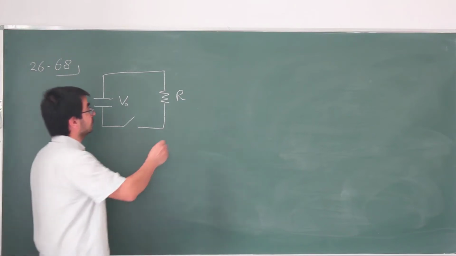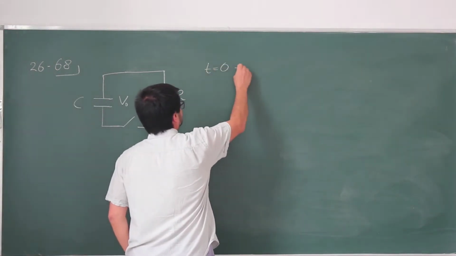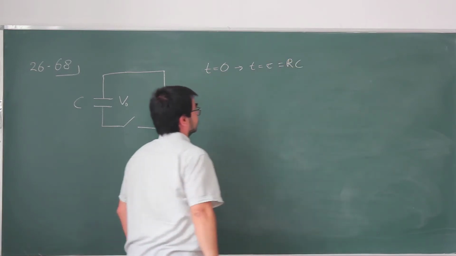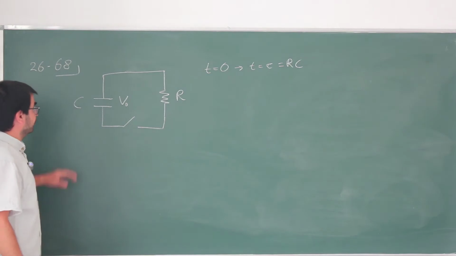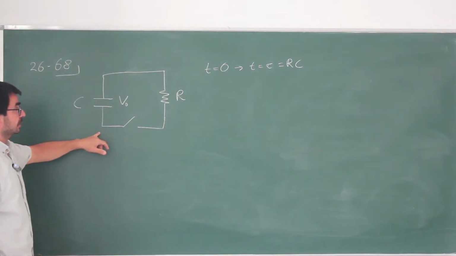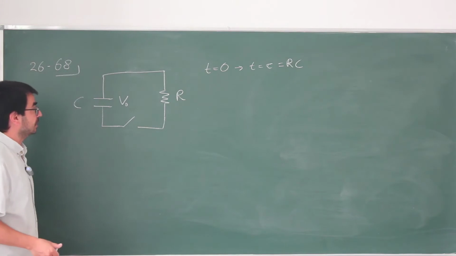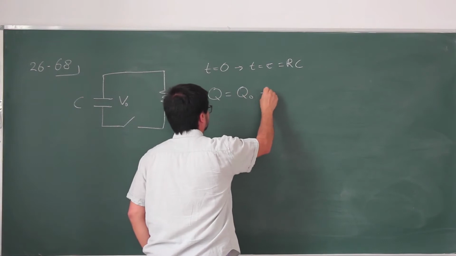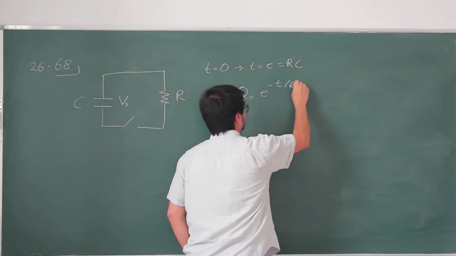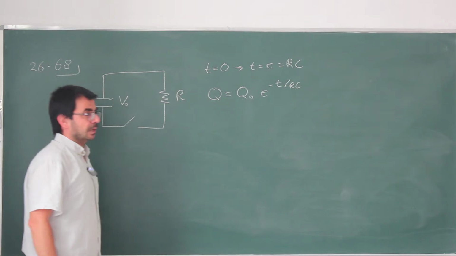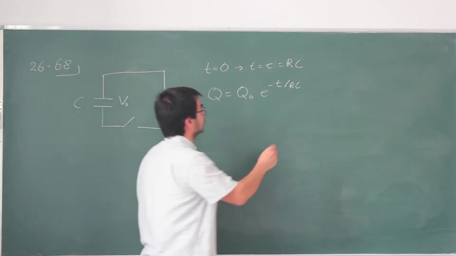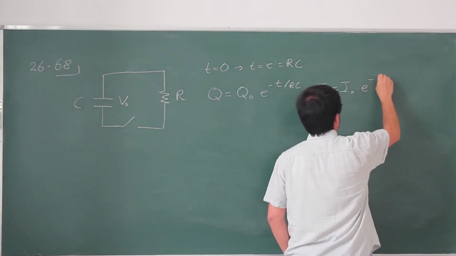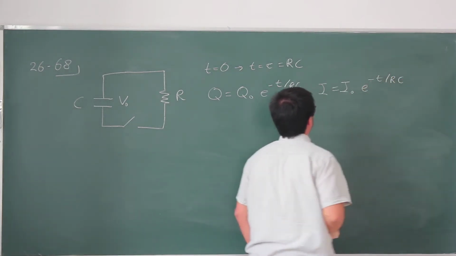So we are going from t equals 0 to t equals tau, one time constant, which is of course R times C. Okay? So this capacitor is going to discharge over this resistor, and we know what the behavior is going to be in this case. The charge on the capacitor is going to decrease exponentially with the time constant RC, and the current over the resistor is also going to decrease exponentially with the time constant RC.